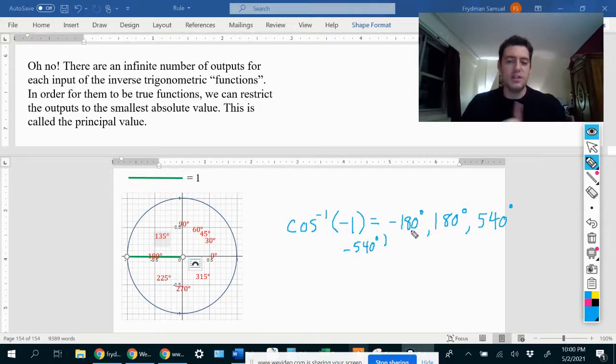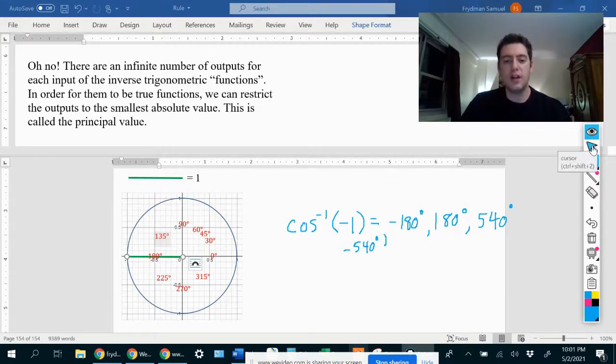And by smallest, -180 is technically smaller than 180, but we're talking about the absolute values now. The absolute value of -180 is 180. The absolute value of 180 is 180. So both of these have the same absolute values. Well, what do we do in that case when two possible answers are just as small in terms of their absolute values? Well, in that case, we would just pick the positive one.